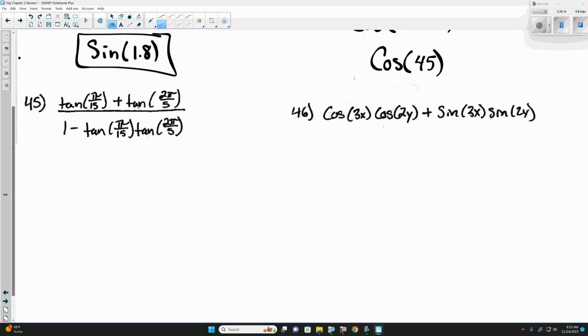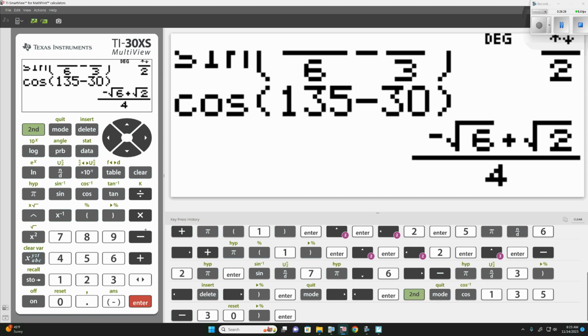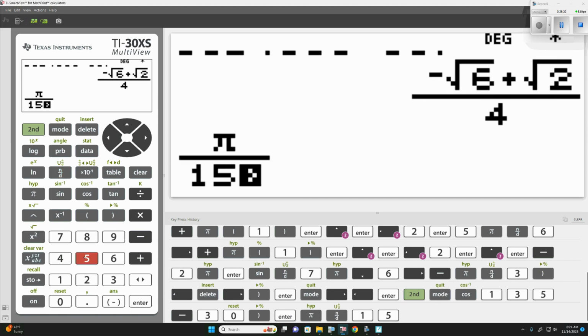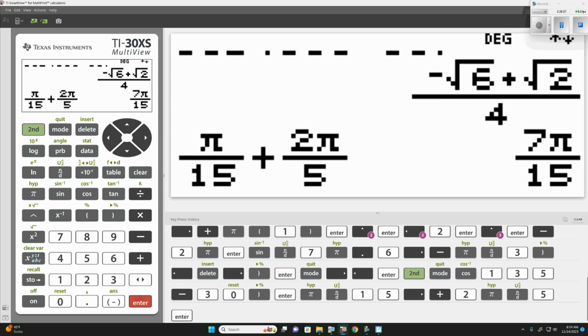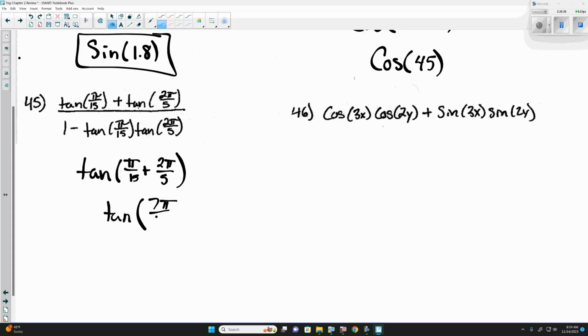Tangent, well, plus, so this is tangent of alpha plus tangent of beta. Alpha is pi over 15, beta is 2 pi over 5. Pi over 15 plus 2 pi over 5. And this here, same thing for 46, would get cosine of 3x minus 2y.